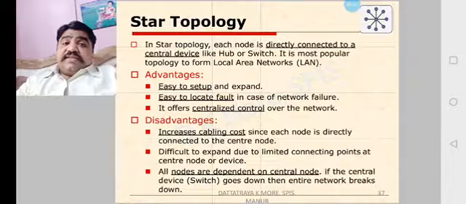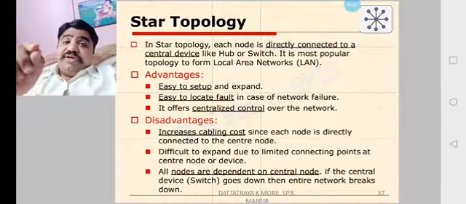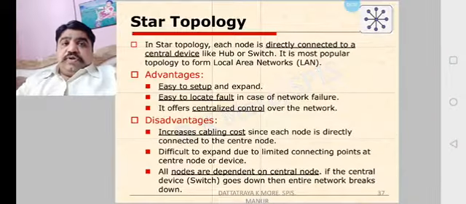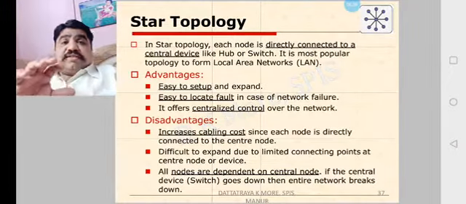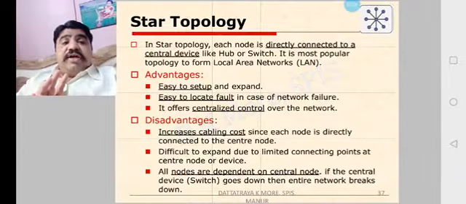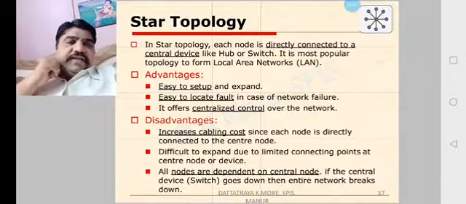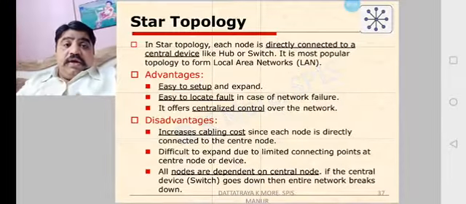Disadvantages: it increases cabling cost, since each node is directly connected to the center node. Because every PC, every device is connected separately, a separate cable is required for each and every device or node. So ultimately the cable cost is increasing.